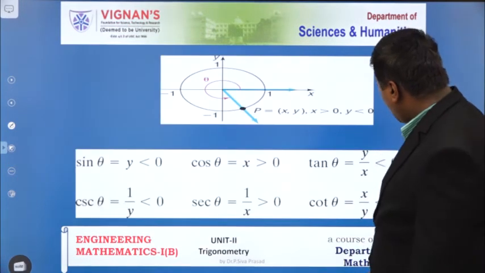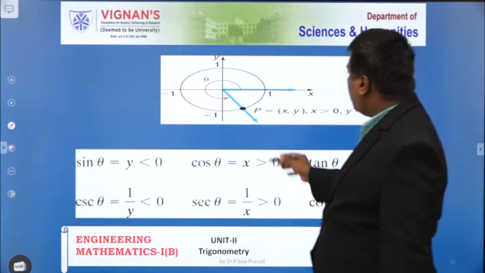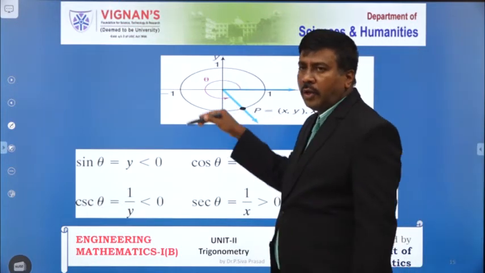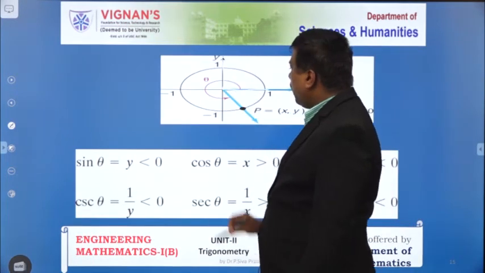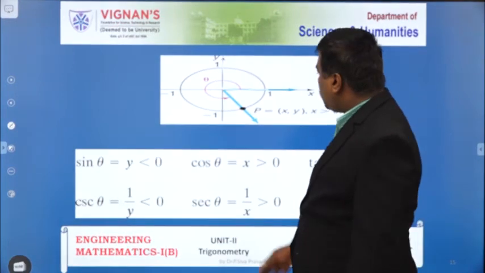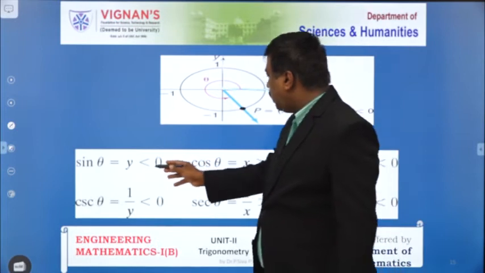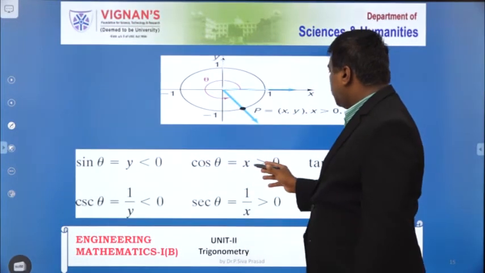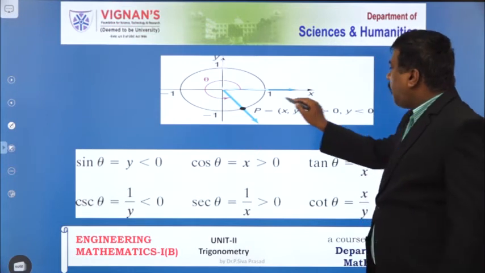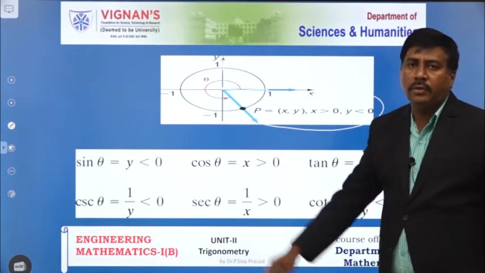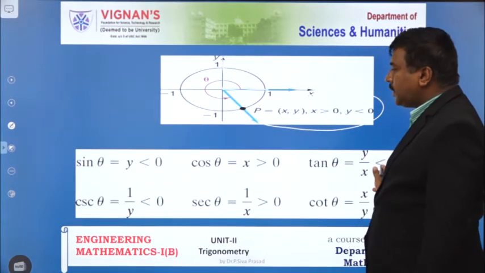Please see this. Here, take the example: sin theta is equal to y. That means here P(x, y) is any point on the unit circle, and y is along the y axis and x is along the x axis. Here y is less than 0. I take the example where y is less than 0 and the cos theta value, that is x, is greater than 0. Then the point lies in the fourth quadrant of the coordinate plane. Therefore, here the sin theta value is less than 0.